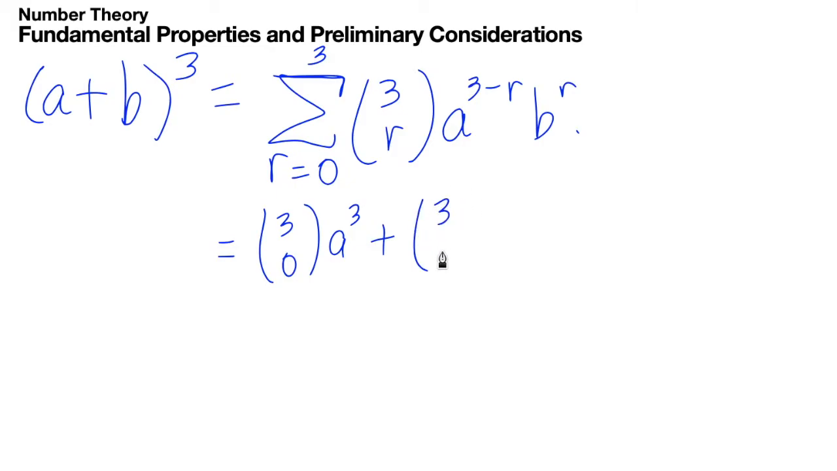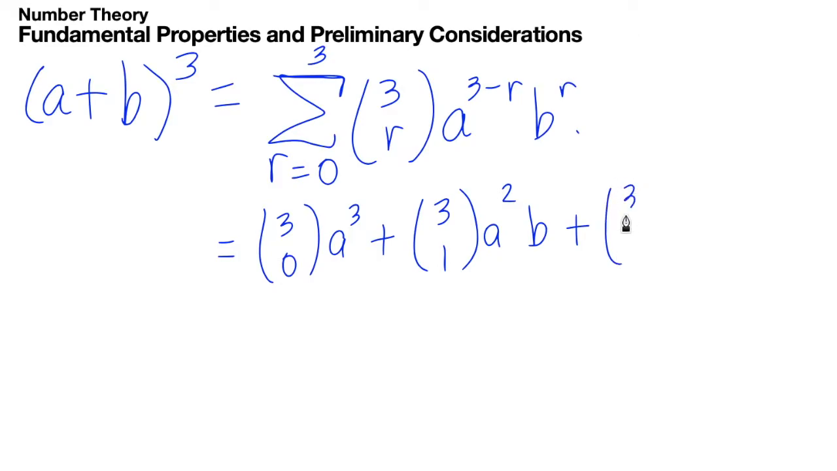So let's use 3 choose 1. So that's going to become a raised to 3 minus 1. Our r now is 1 here. 3 minus 1 is 2. That's a squared, b raised to 1. So let's write it as a squared b.